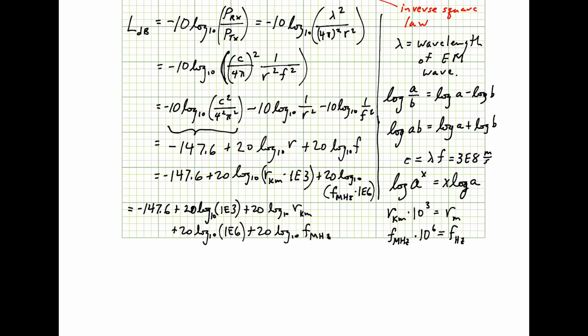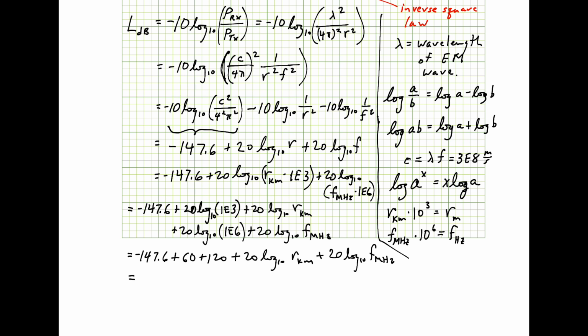But just a second here. Taking the log base 10 of a power of 10 is very easy. The log base 10 of 1e to the 3 is 3. The log base 10 of 1e to the 6th is 6. That's the definition of the log. So this is minus 147.6 plus 3 times 20, which is 60, plus 6 times 20, which is 120, plus 20 log base 10 of r in kilometers, plus 20 log base 10 of f in megahertz.